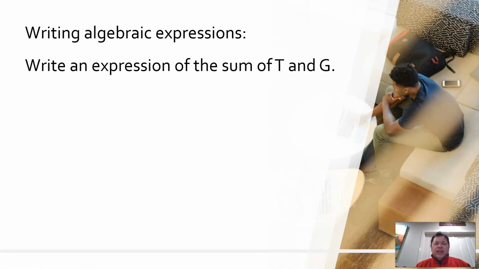So write an expression of the sum of t and g. Bear in mind t and g are algebra. How do you write an expression? So we know that sum is actually to add, isn't it? So t plus g will be the expression.